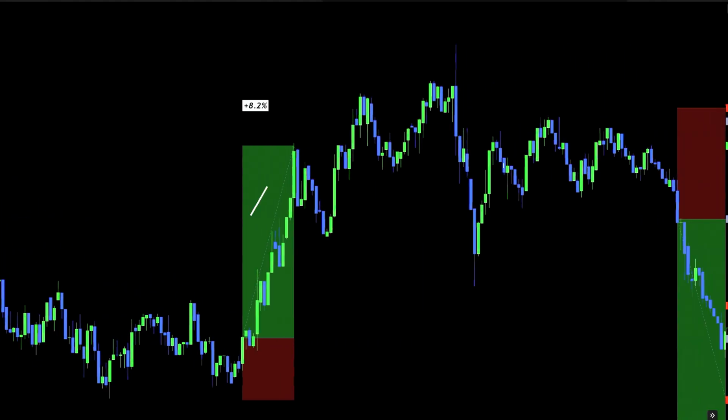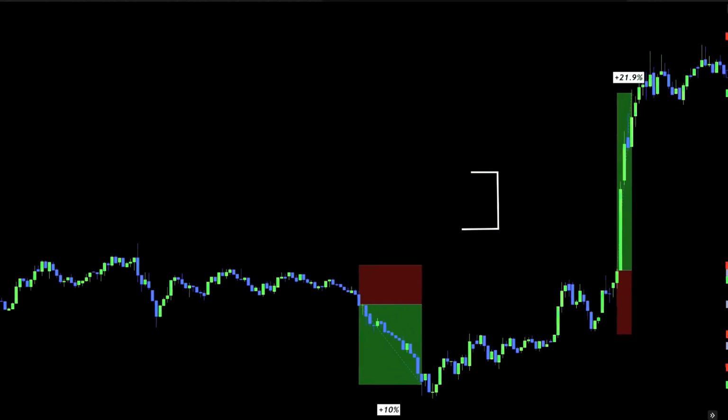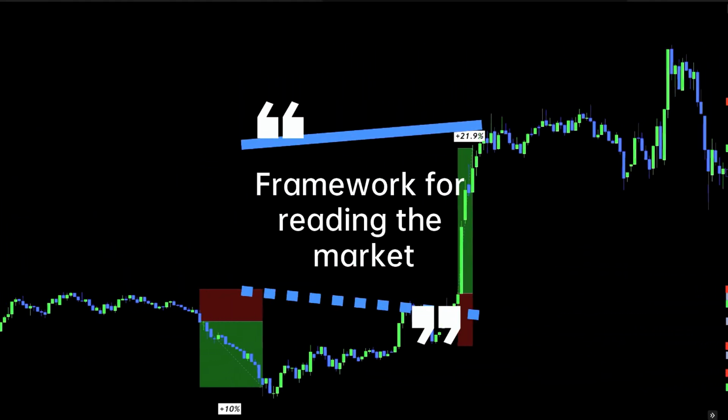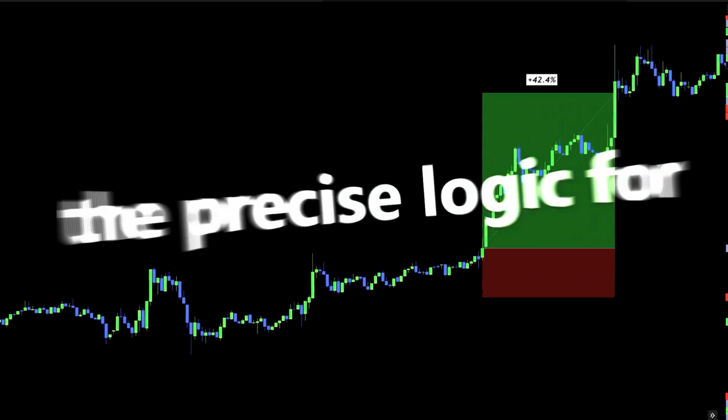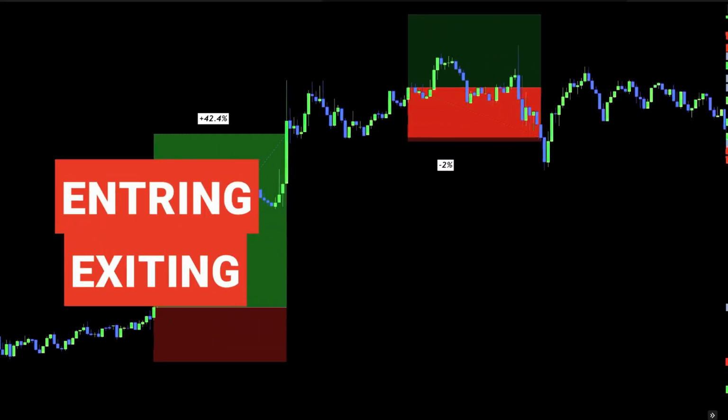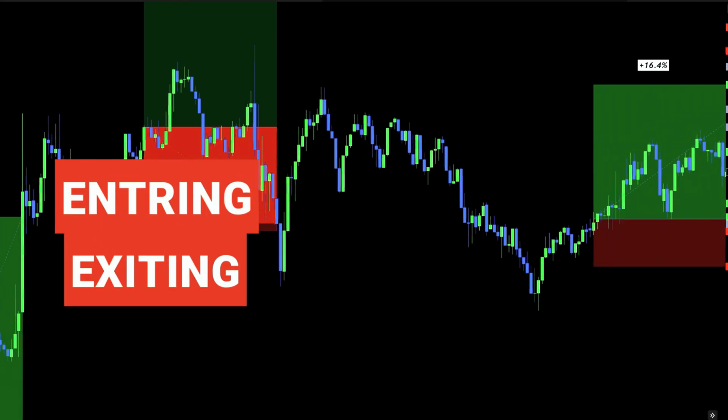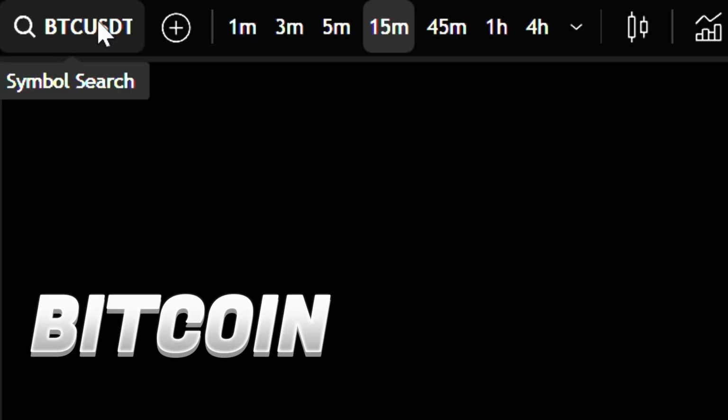Today, I'm not just going to give you a strategy, I'm going to give you a framework for reading the market. It's built on 2 free powerful tools, and by the end of this strategy, you will understand the precise logic for entering and exiting a trade with confidence. Let's begin. We'll demonstrate this on a 5-minute Bitcoin chart.